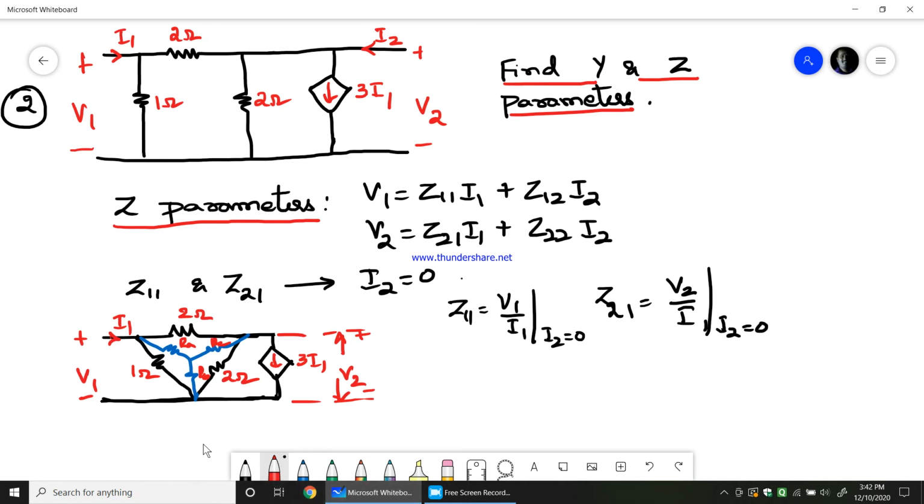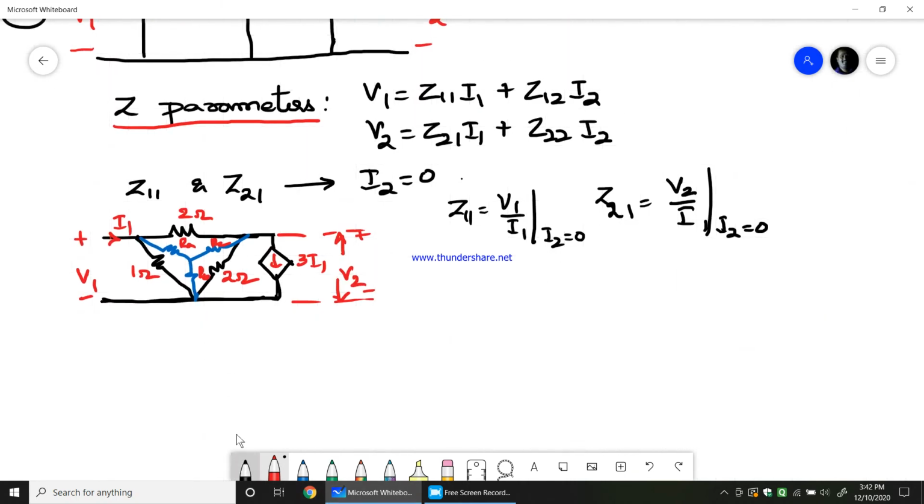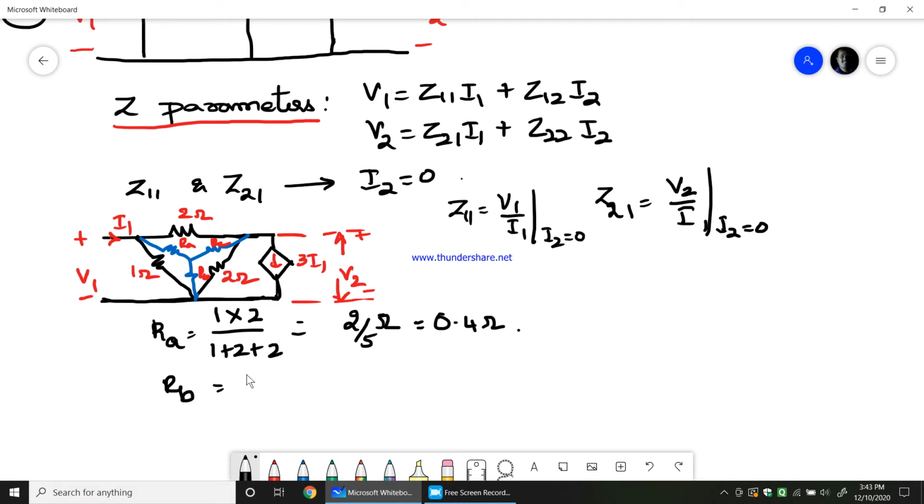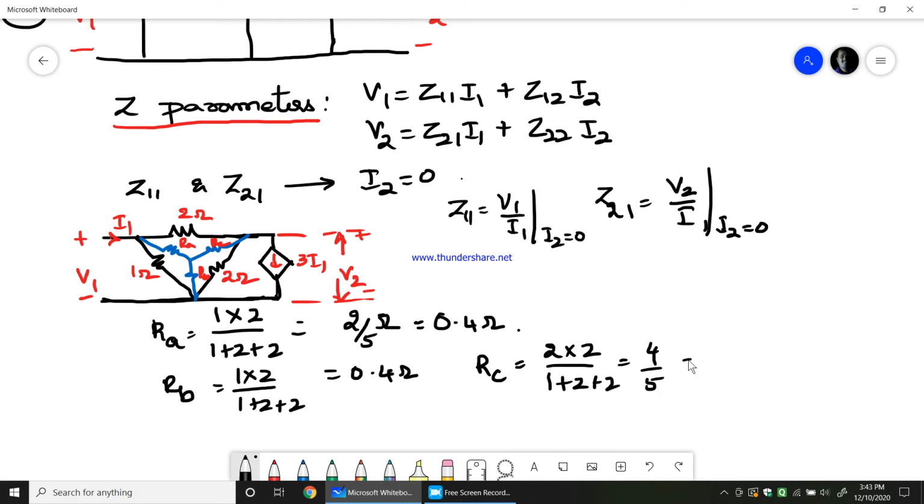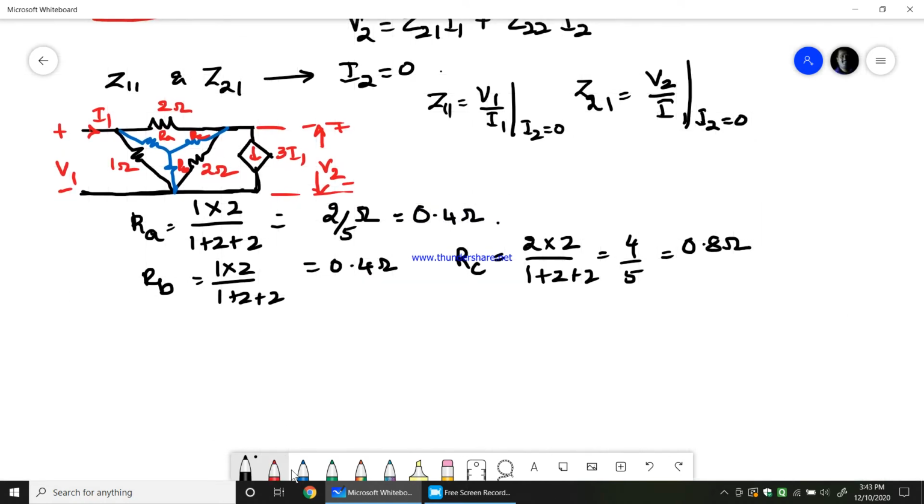Therefore RA would be equal to 1 into 2 divided by 1 plus 2 plus 2, which is equal to 2 by 5 ohms, which is also 0.4 ohms. Similarly RB equals 1 into 2 by 1 plus 2 plus 2, which is also 0.4 ohms. Whereas RC is equal to 2 into 2 divided by 1 plus 2 plus 2, which is 4 by 5, or 0.8 ohms. So I'll replace the circuit with these values now.